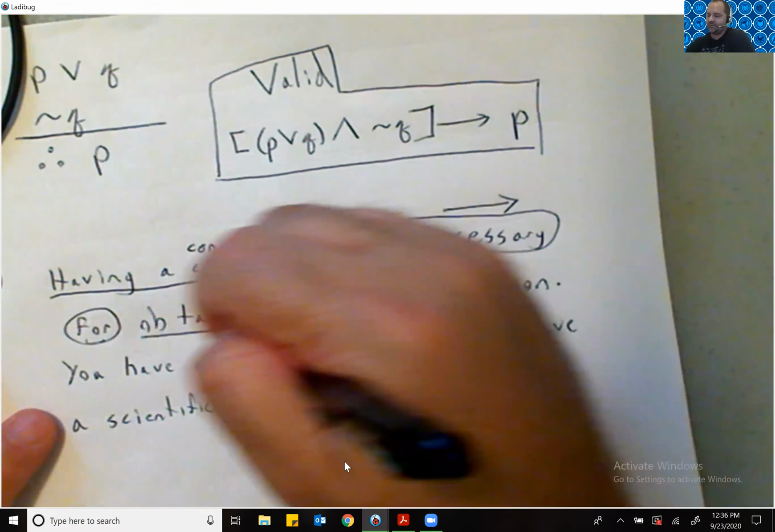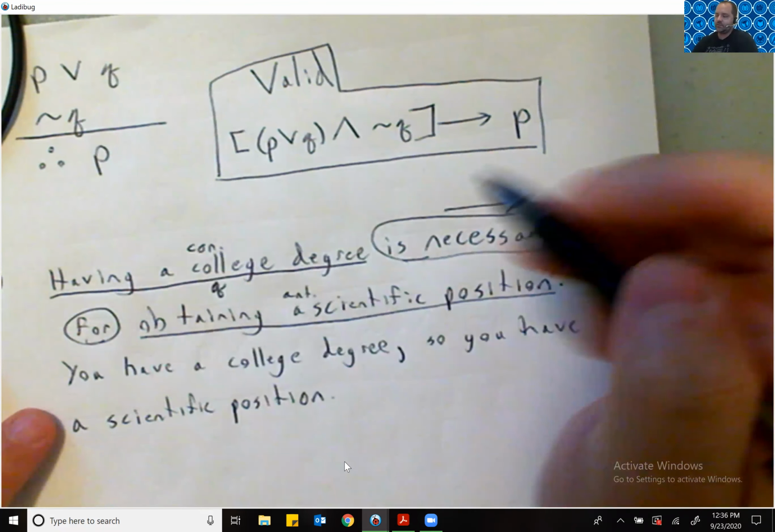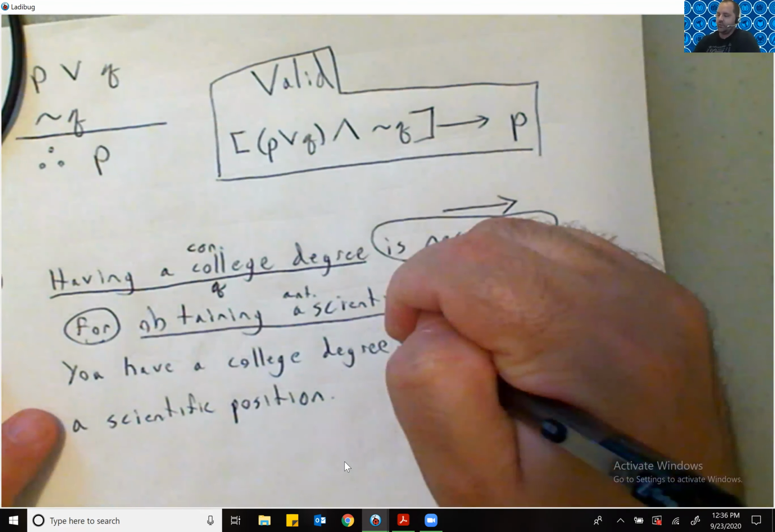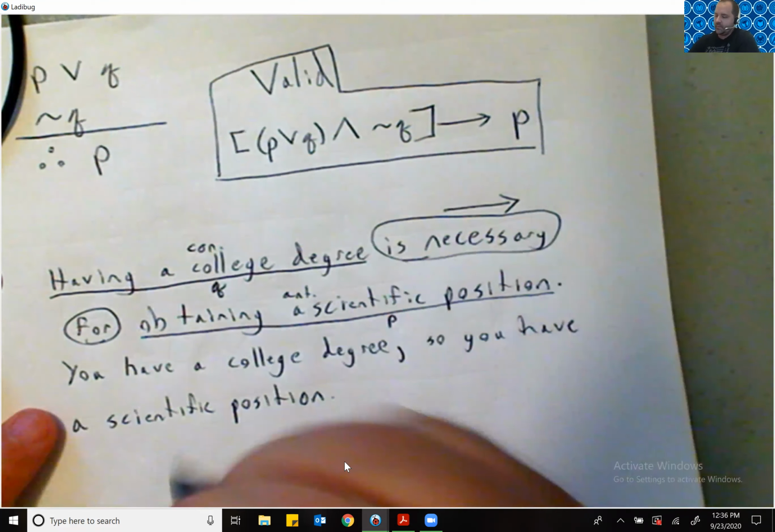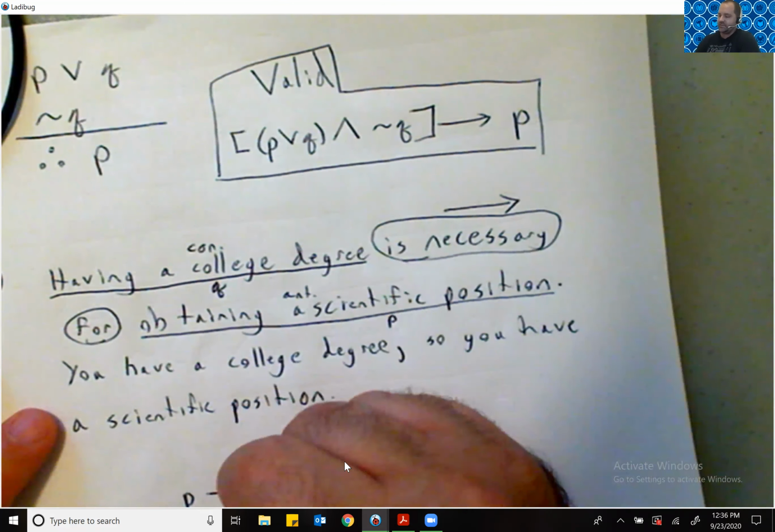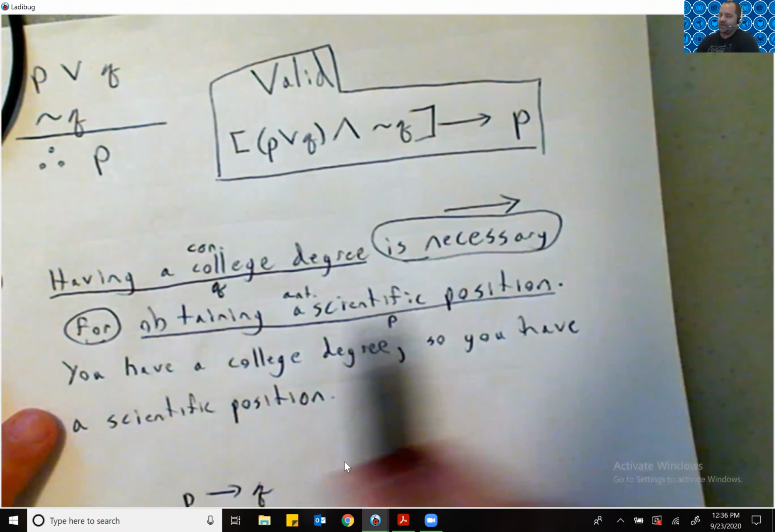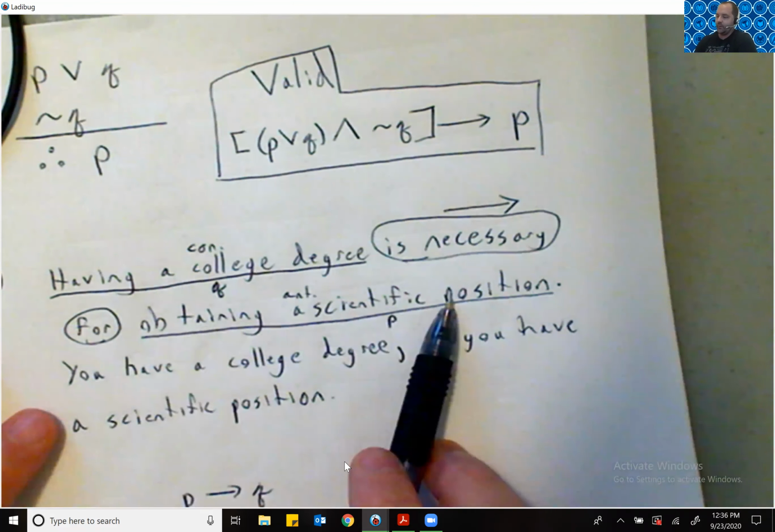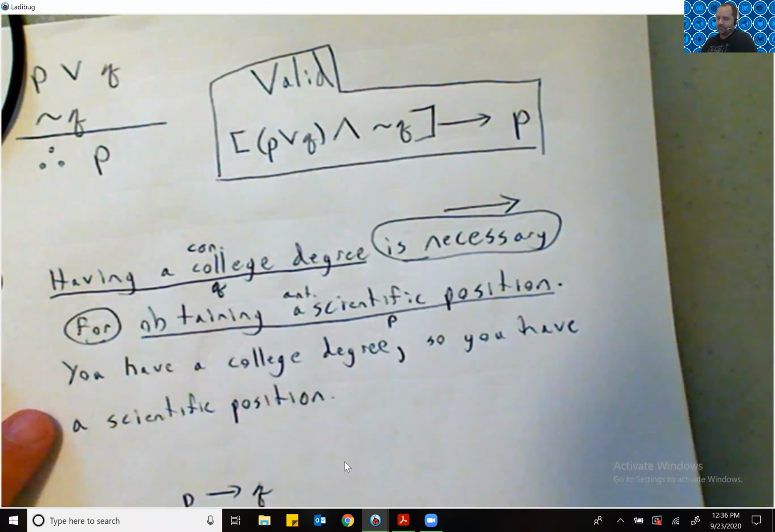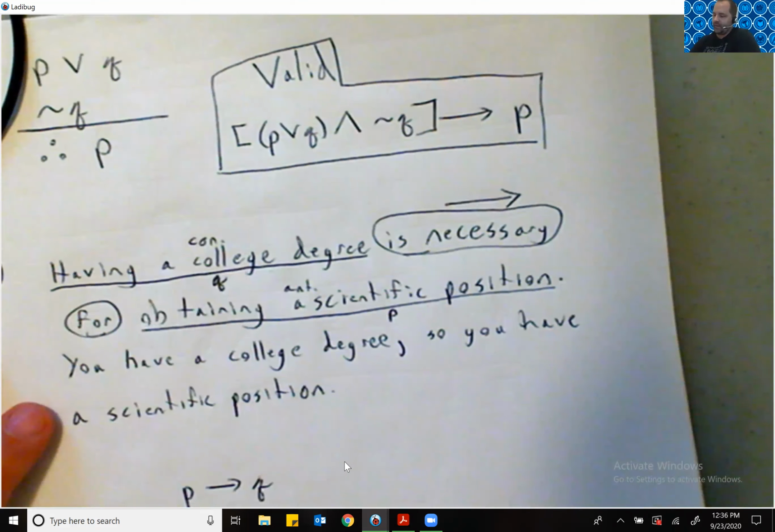Obtaining a scientific position is the first sentence. So we're going to give it what letter? P. So this thing is really written P arrow Q. But these two sentences, the real P is obtaining the scientific position. The real Q is the college degree. So be careful with that. It's written backwards.